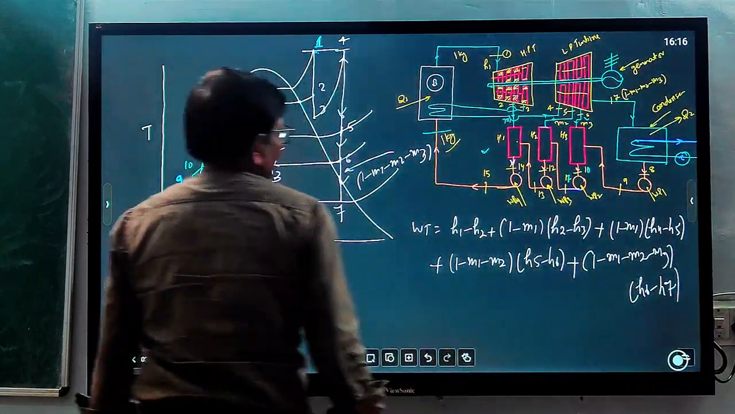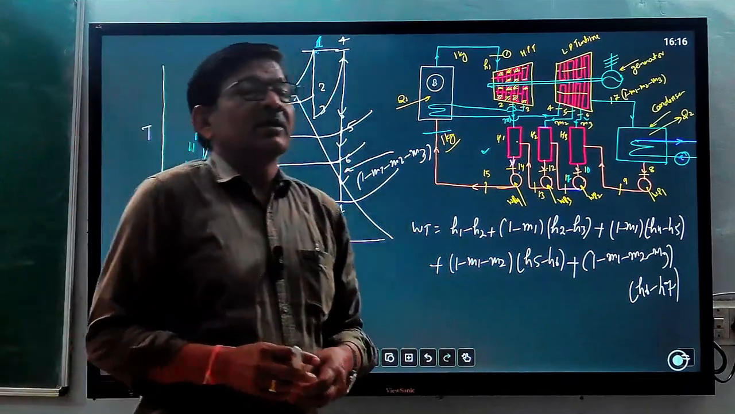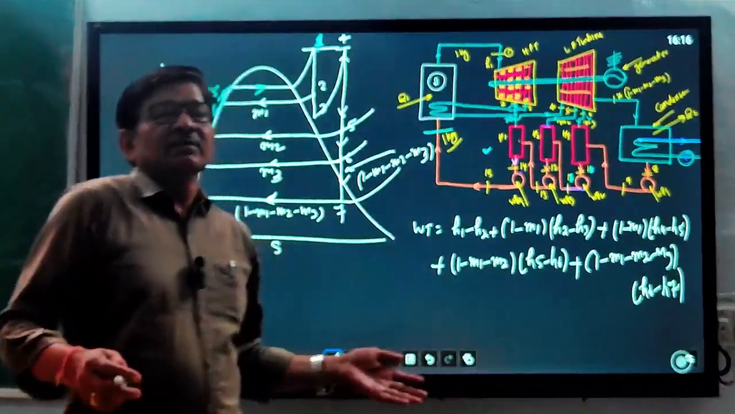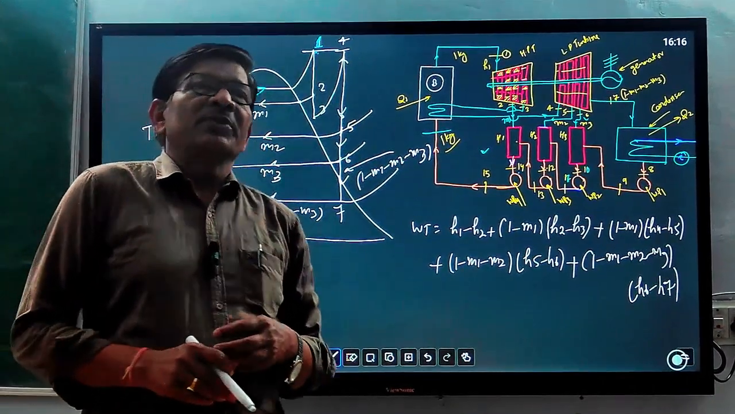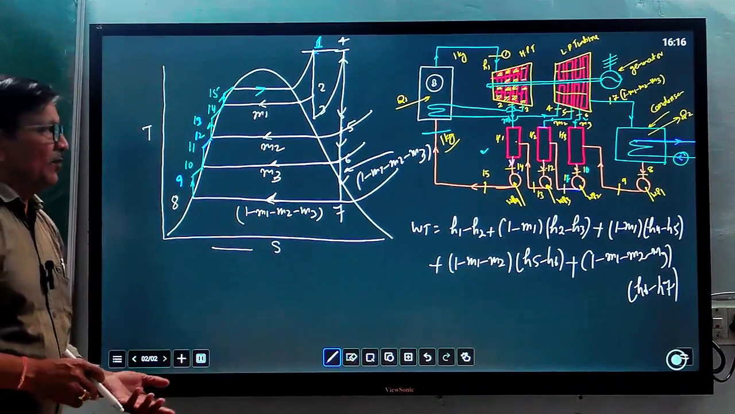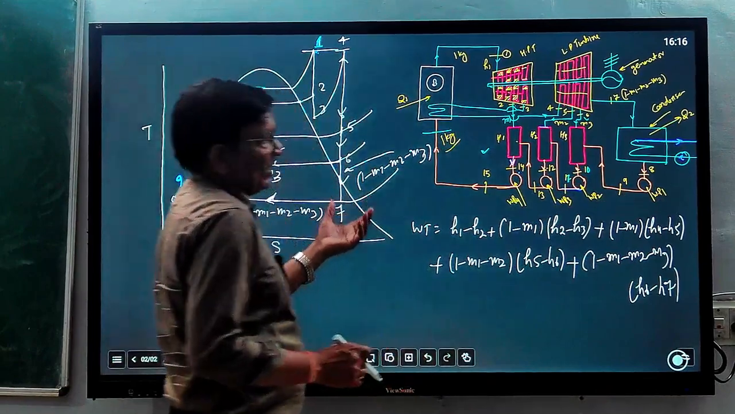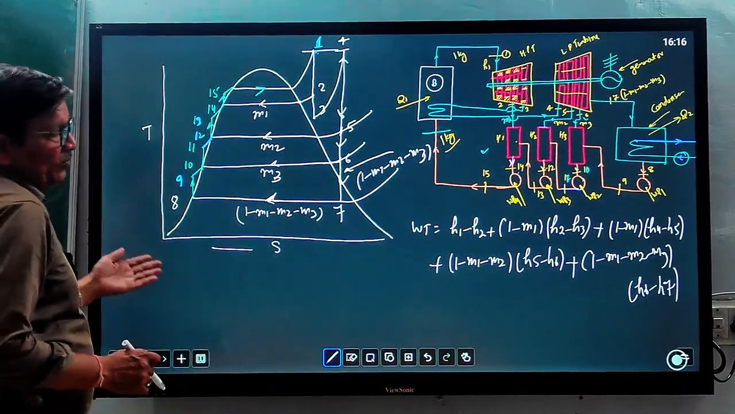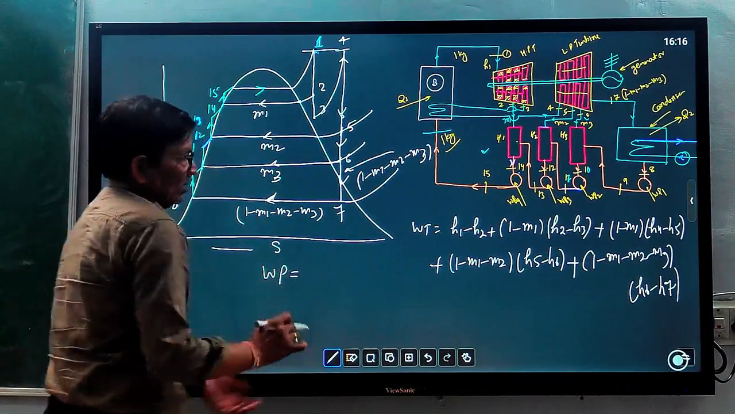For this kind of problems you will find in questions that turbine work is much higher compared to pump work. So in most cases pump work is neglected, but here you can find out pump work by the given data. There are four pumps, from pump 1 to pump 4, and you have to calculate total pump work WP, starting from pump 1.